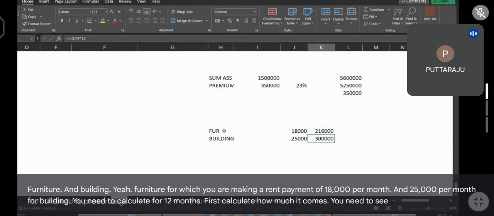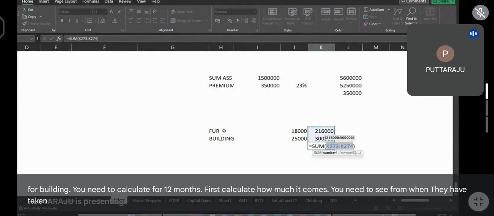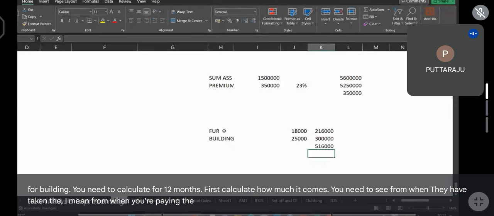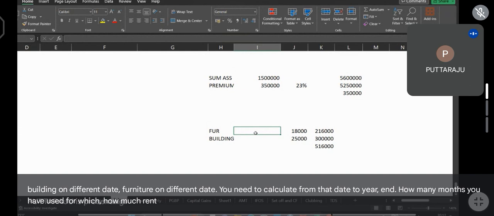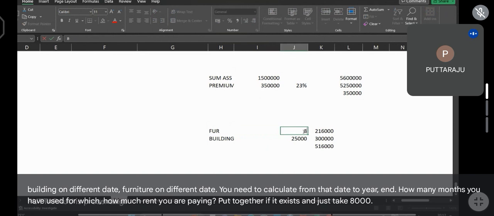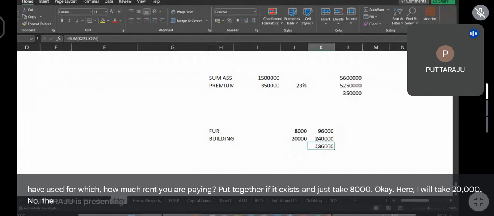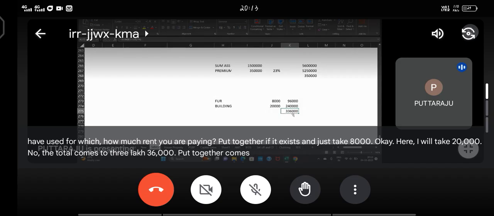You need to see from when you are paying the rent. They give different dates: you have taken the building on a different date, furniture on a different date. You need to calculate from that date to year end how many months you have used, and how much rent you are paying. Put together, if it exceeds... I just take 8,000. Now here I will take 20,000. Now the total comes to 3,36,000. Put together it comes to 3,36,000.